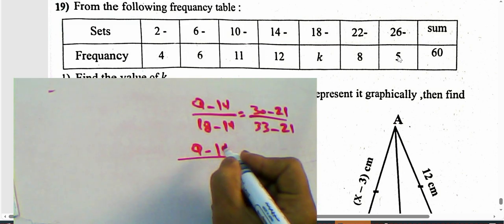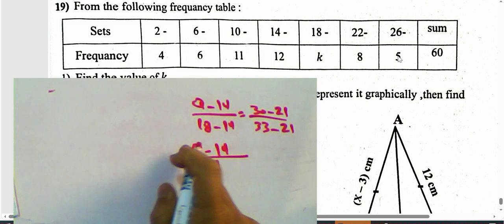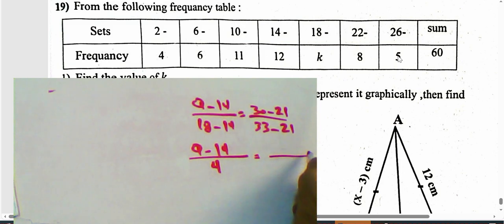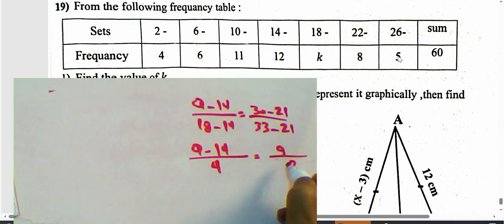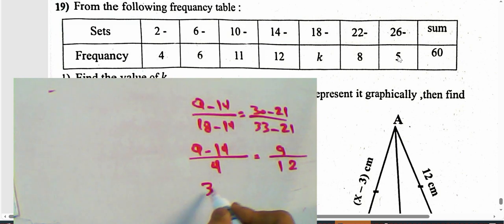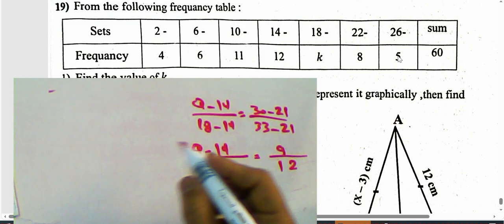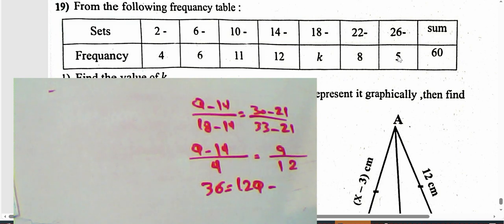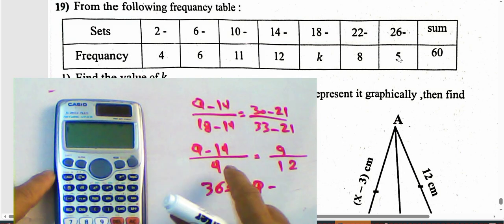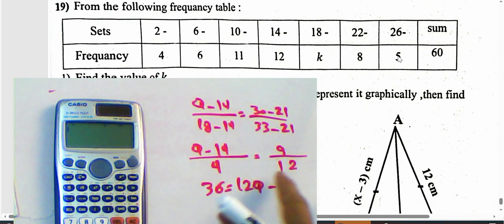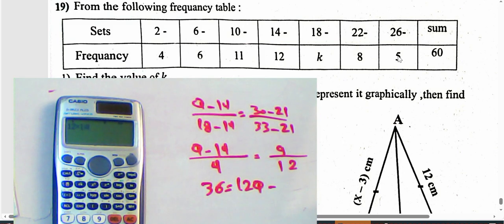q minus 14, and 18 minus 14 is 4. 30 minus 21 equals 9. 33 minus 21 equals 12. We do here product of extremes equals product of means. 4 times 9 is 36. 12 times q, 12 times 14 is 168.